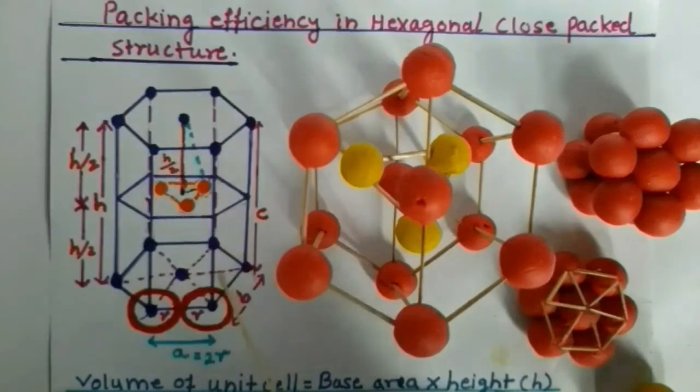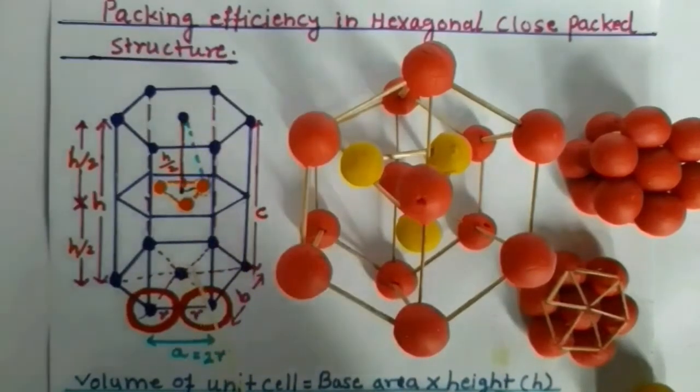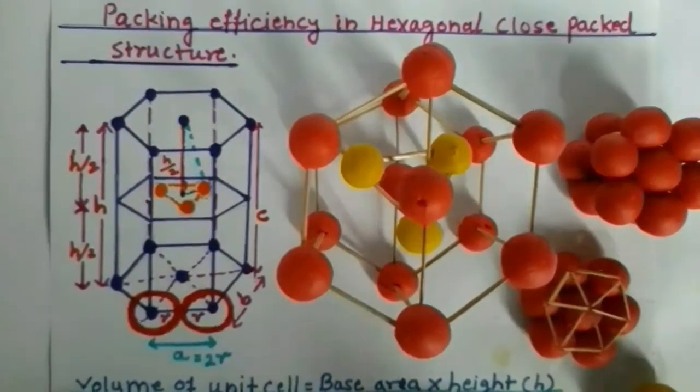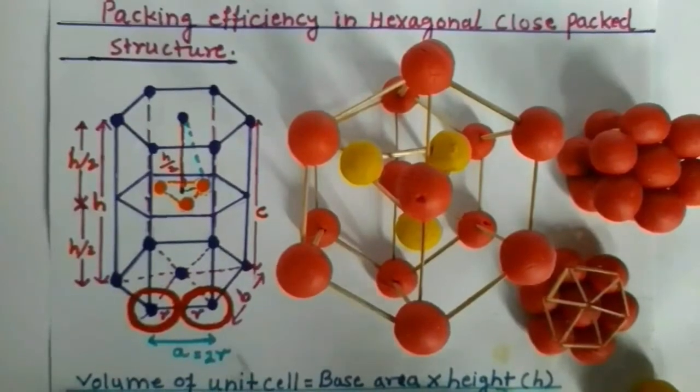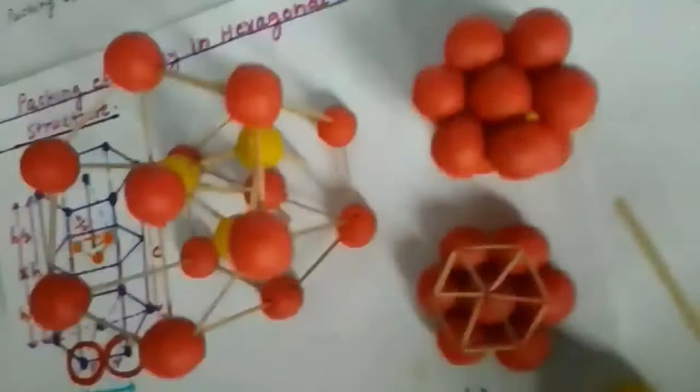In this unit cell, all the corners are occupied by the spheres, as well as two extra atoms are placed at the two opposite faces of this unit cell. Now, such type of unit cell arises as a result of AB type of close packing. Let us have the view. Here, this unit cell arises as a result of AB type of close packing.